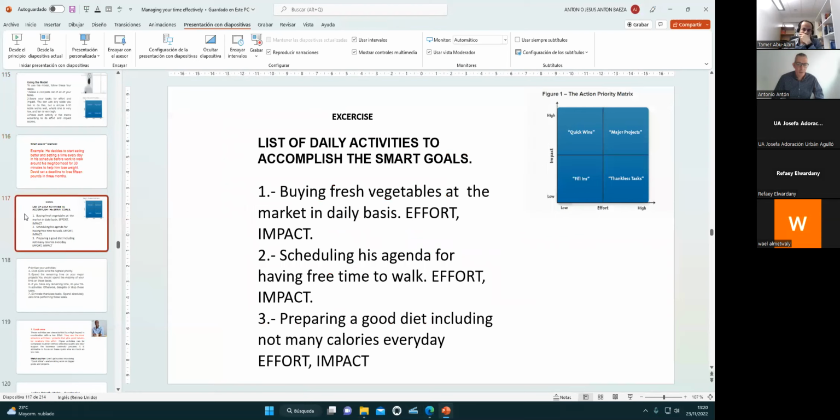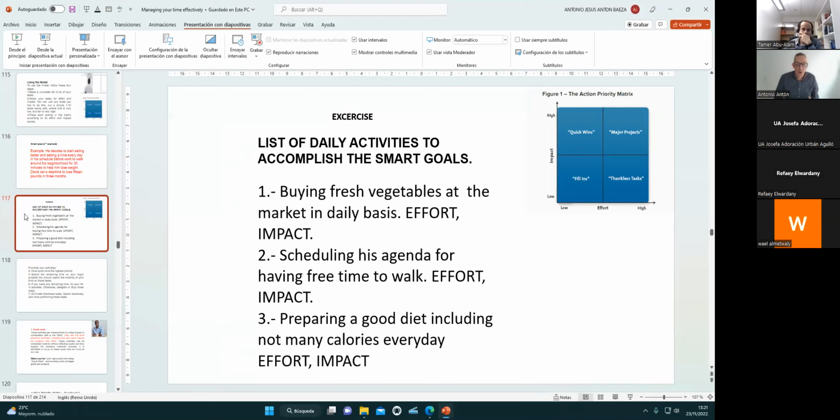And then we need to define the daily activities. This is a list that accomplishes his goal. Right? Does it sound familiar to you? Buying fresh vegetables, keeping his agenda, preparing a good diet, including not many calories. So tasks, then goals, then lifetime goals. Everything is like a chain, okay? And it's connected.